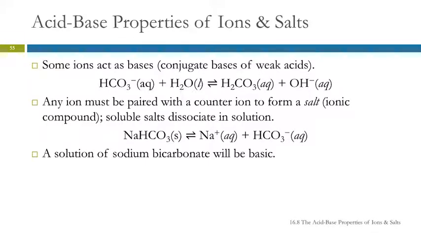Acid-base properties of ions and salts. So some ions can act as bases. These are the conjugate bases of weak acids. So we have hydrogen carbonate ion. This is the conjugate base of carbonic acid. Right? So if this base, hydrogen carbonate ion, accepts a hydrogen ion from water, it regenerates the weak acid, carbonic acid.